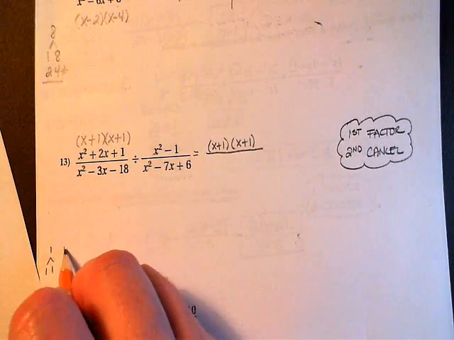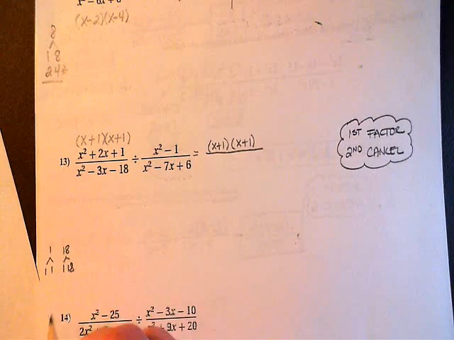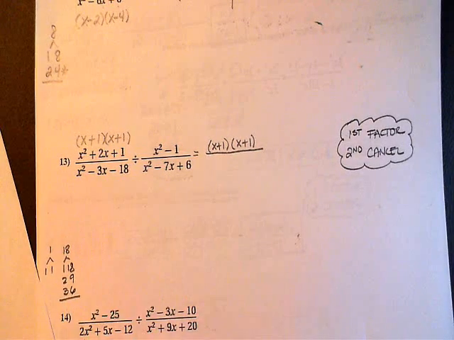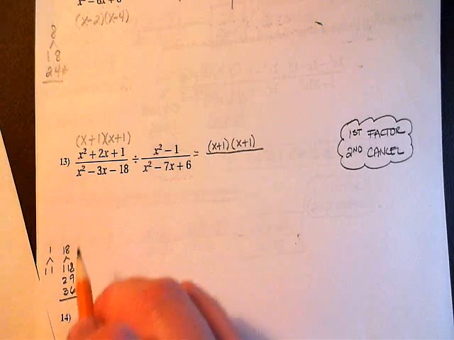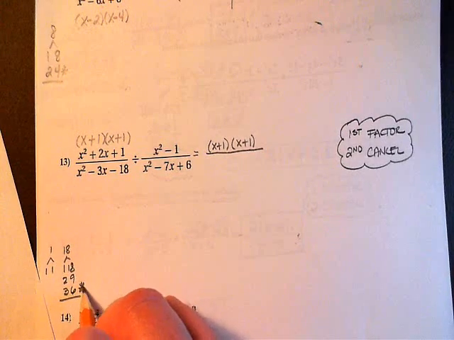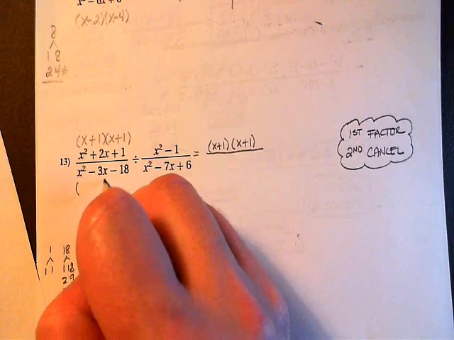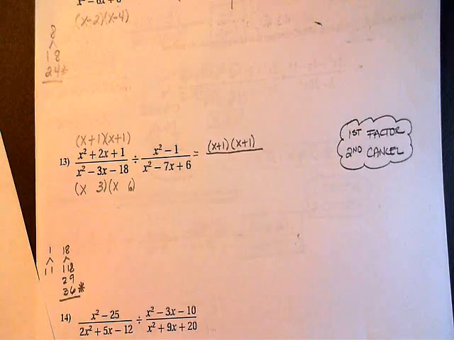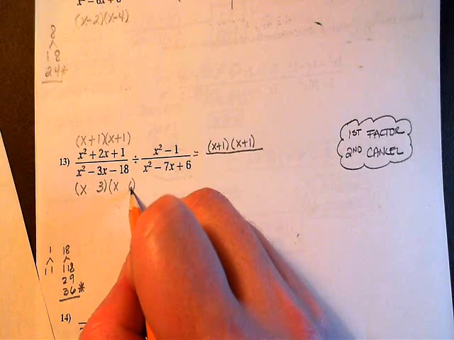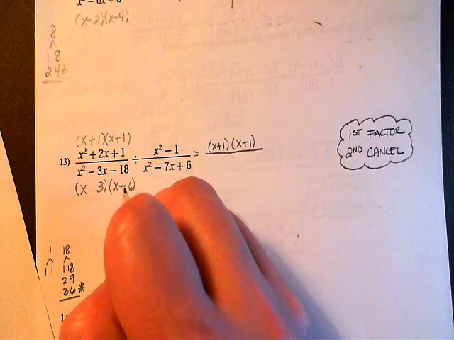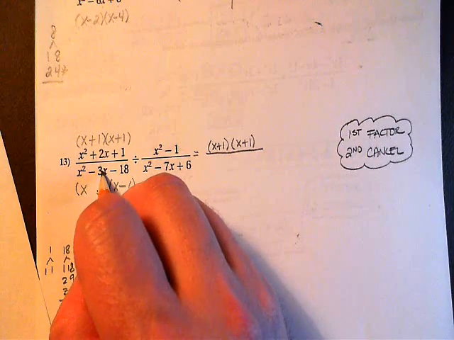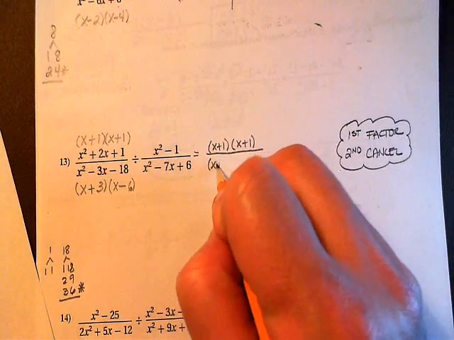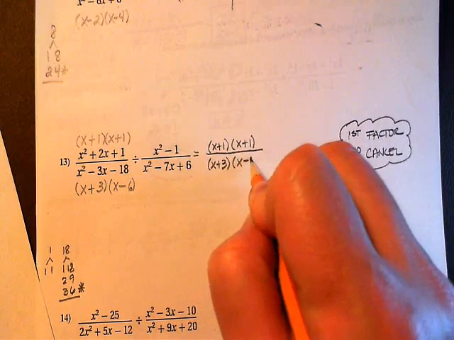Then on the bottom here I have 18. What numbers give me 18? 1 and 18, 2 and 9, 3 and 6, and I believe that's it. So which one will give me a 3? 3 and 6 give me a 3. So this would be x, and it would be 3 and 6. Sign of the biggest is going to be the same as the middle term, so negative. Negative 6 plus 3 is going to be a negative 3. So this would be x plus 3, x minus 6.